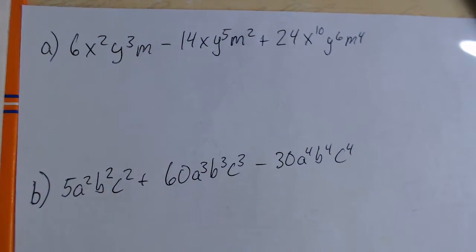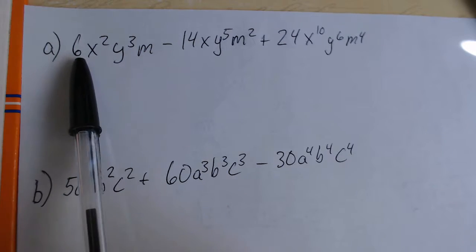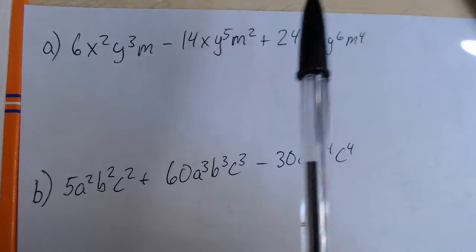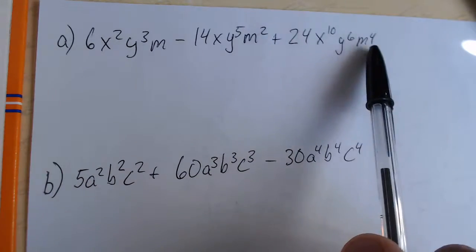The way we want to find our greatest common factor is we want to split the problem into two parts. We want to find the greatest common factor of the whole numbers, and then the second part will be finding the greatest common factor of the unknown letters or variables.